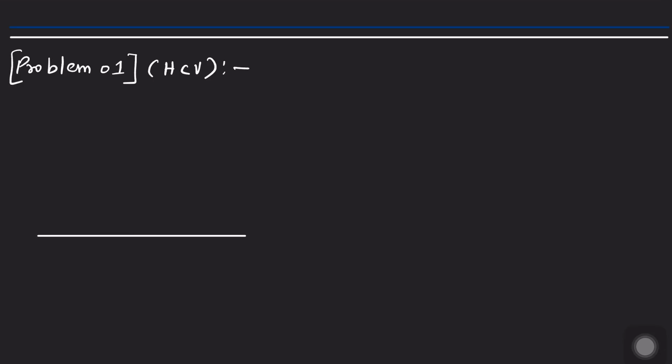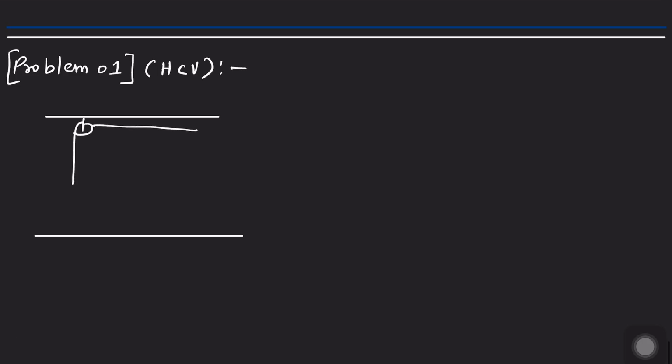Here we have one pulley like this, and something like this setup is there, okay? The mass of this plank is small m, and it is held by a man having mass of capital M, okay?